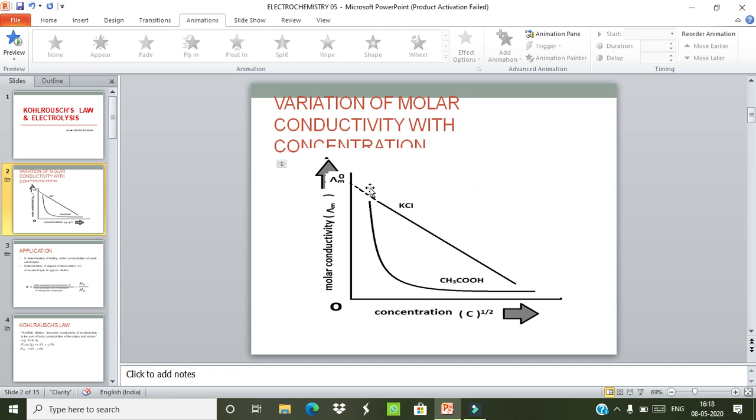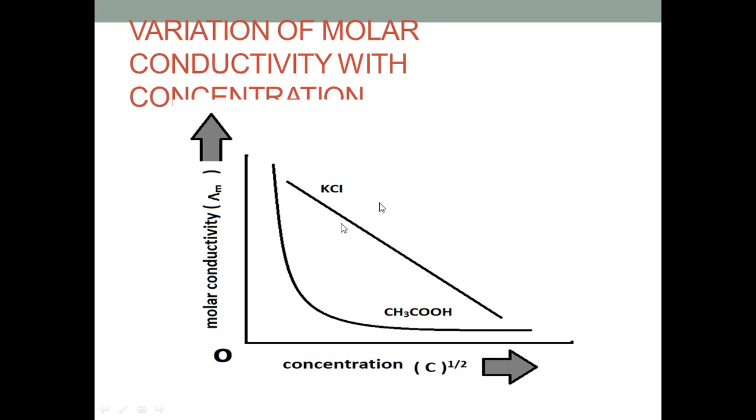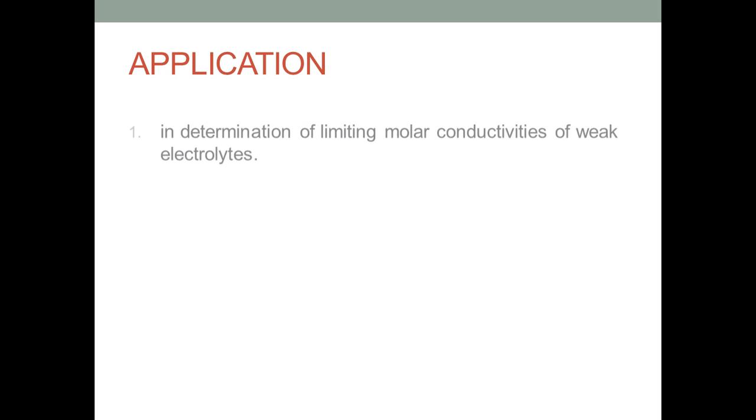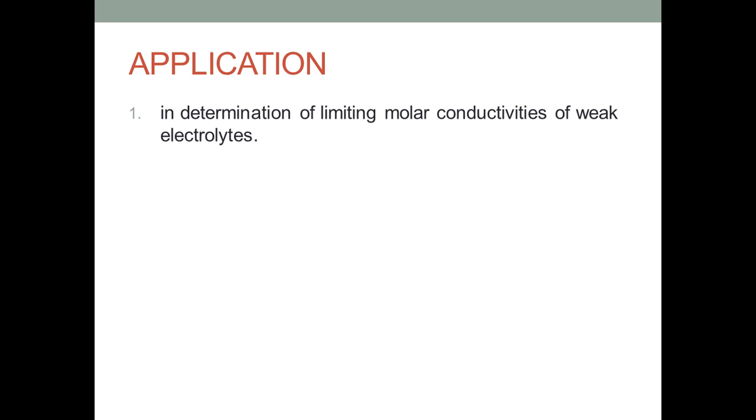Then what we do, we use a law called Kohlrausch's law, which is basically used to calculate or determine limiting molar conductivity for a weak electrolyte like acetic acid. Okay, so what is the basic application of this law?